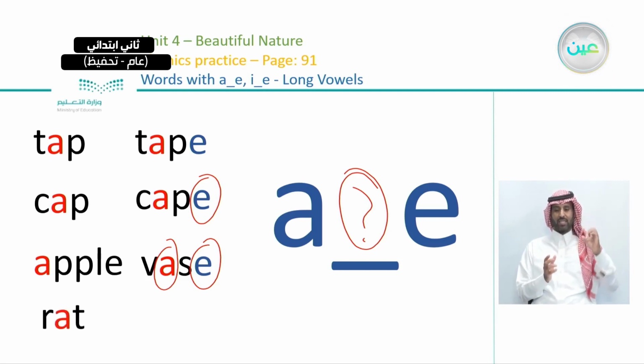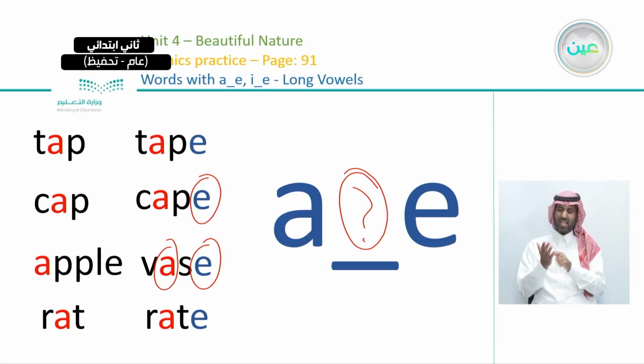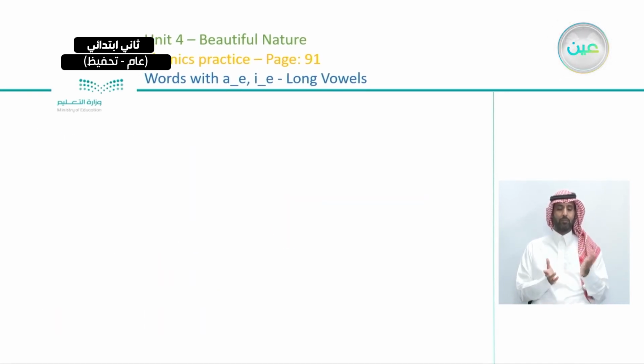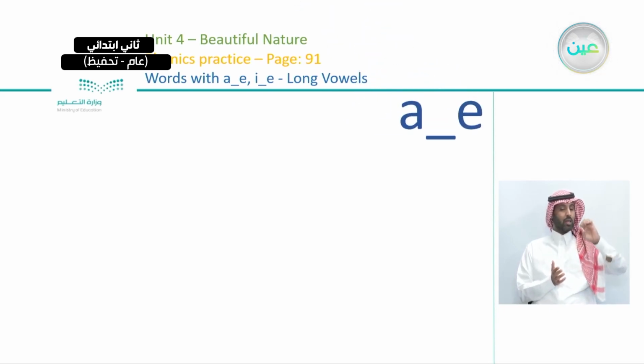Okay, after that we have this. What is this? This is rat. Excellent. And what about this? This is rate. So we have rat, rate. Excellent. Now we have some words you can practice with.